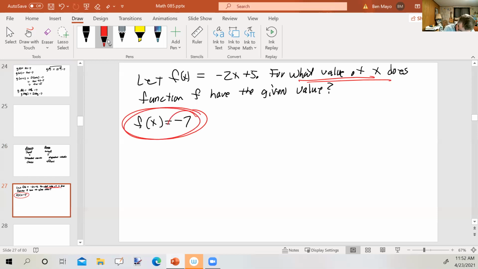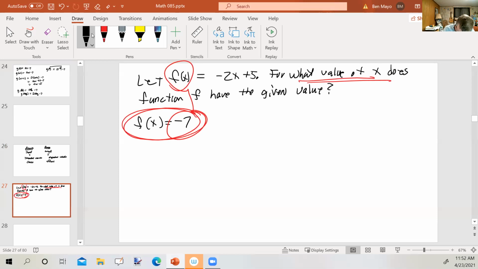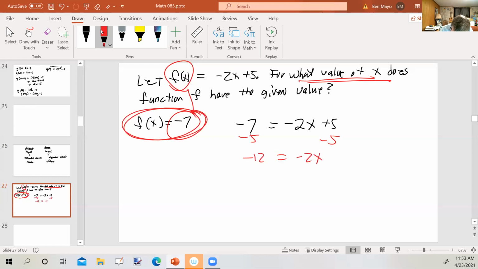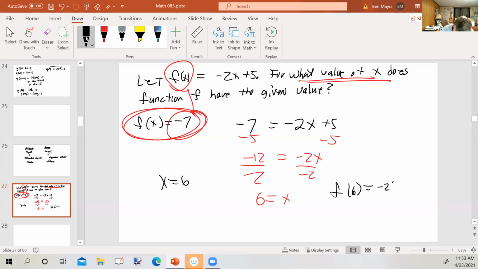What we're going to do is take negative 7 and put it in the place of f of x. So negative 7 equals negative 2x plus 5. Solving this for x, we're going to subtract 5 from both sides, divide by negative 2, so we get x equals 6. So when 6 goes in, negative 7 comes out. So f of 6 would equal negative 7. But again, they've told us the outcome, we are to find the input. All right, let's take a look at another example of that.